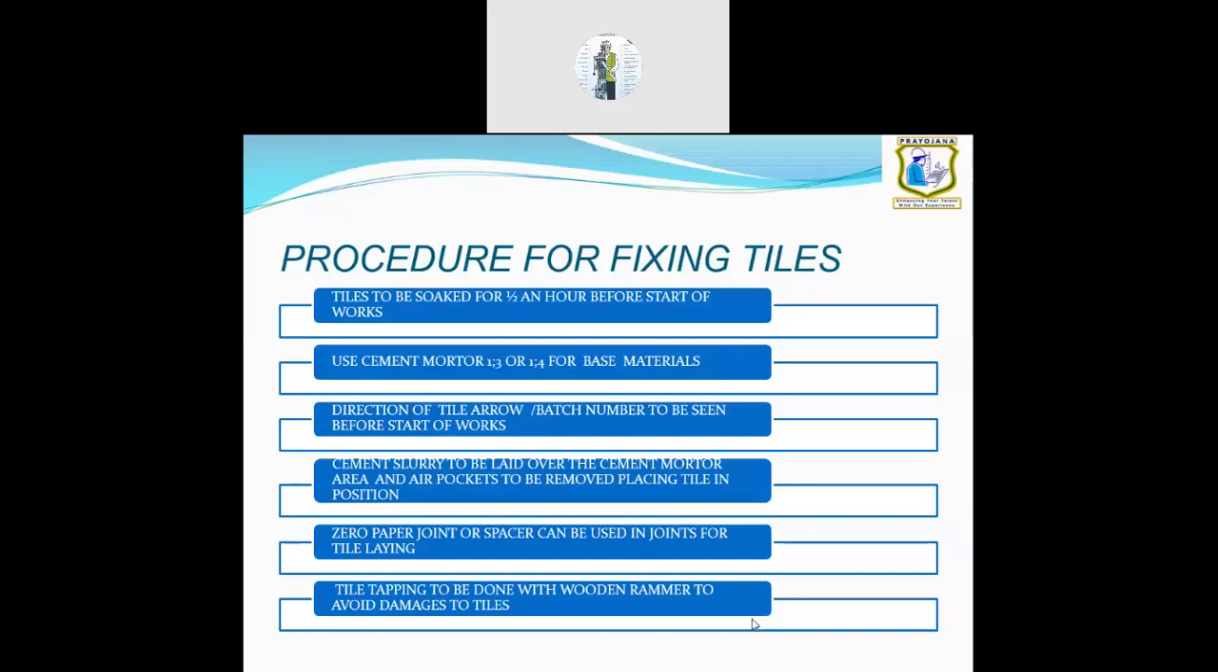Then the direction of the tile arrow should be checked and the batch number should be checked before the start-up works. Cement slurry should be spread over the same mortar layer, and remove all the air pockets by placing the tile in position, and do a scratch mark. We can use the zero paper joint method or spacer blocks. PVC spacer blocks are available. We can go with a zero paper joint without spacer, or with PVC spacers. Both can be done.